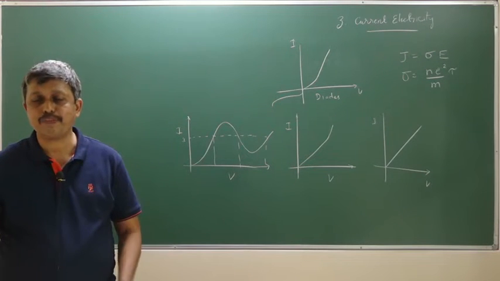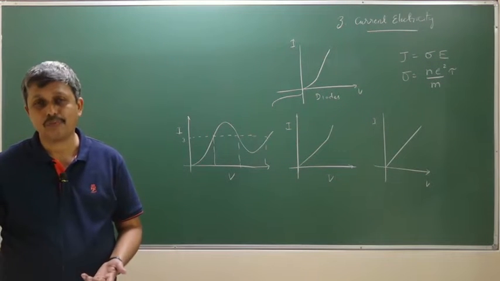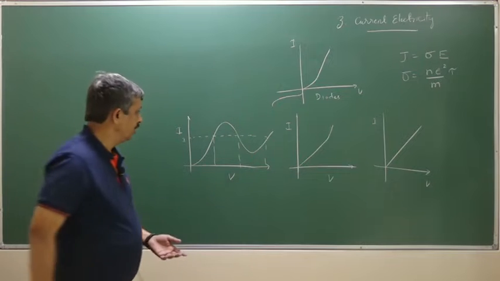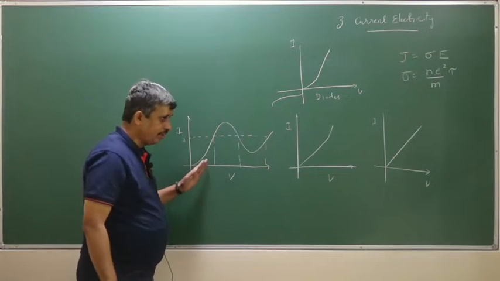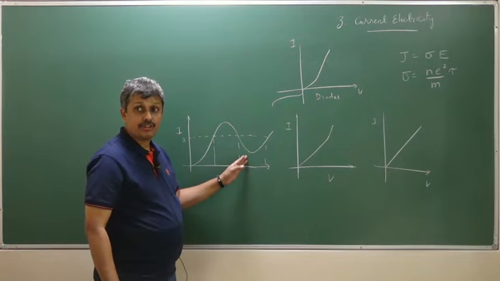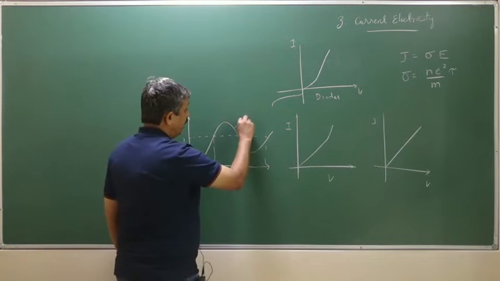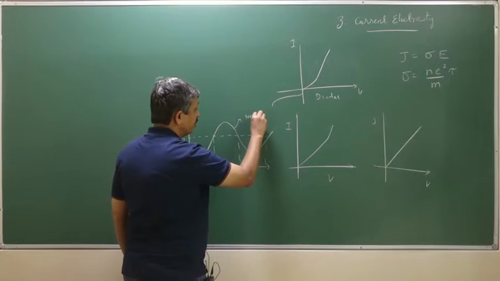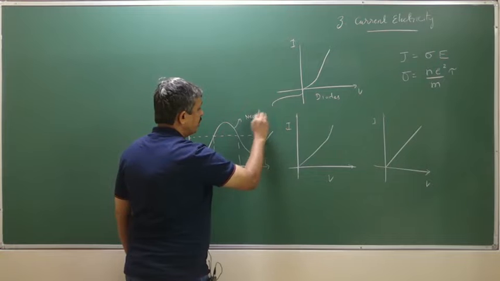So when such a thing happens, it is actually not obeying Ohm's law. In the sense that initially, when voltage increases, current increases, then suddenly it decreases here. This is called a negative resistance region.